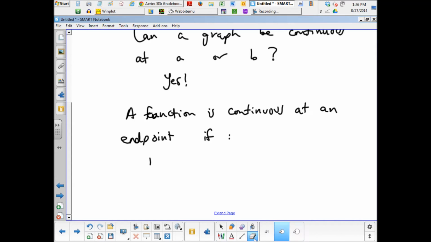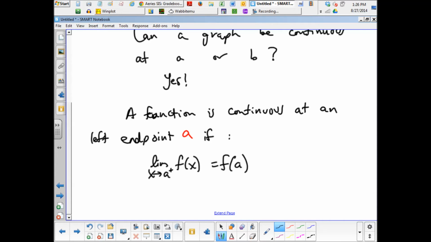let's do the left endpoint first, so that'd be point A, okay? Left endpoint A. It will be continuous, here's the rule, if the limit as x approaches A from the right matches f of A. It would be unfair to require the left limit of the starting point to match the right limit. That is not fair. There is no left side. Okay, so here's a picture of what I'm talking about. If this point exists, and the graph is leaving that point, then we say that the function is continuous at A.